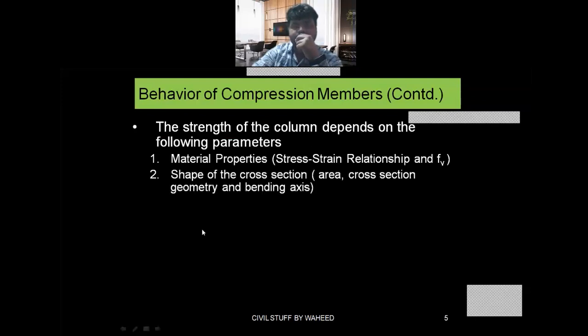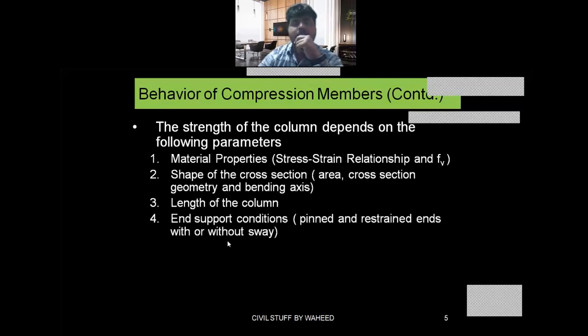Next, as I said, the shape of the cross section is also one of the factors on which the strength of the column depends. Shape means area, its cross-sectional area, its geometric properties, and bending axis, where major axis and minor axis will be there. Generally, a rectangular column will have a major axis and a minor axis. So it depends upon the shape of the cross section also. And as I said, it depends upon the length of the column also.